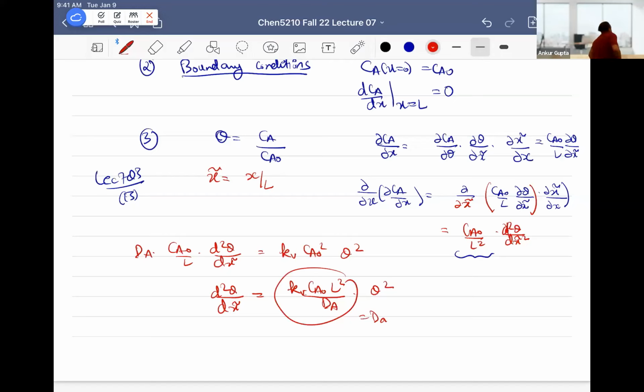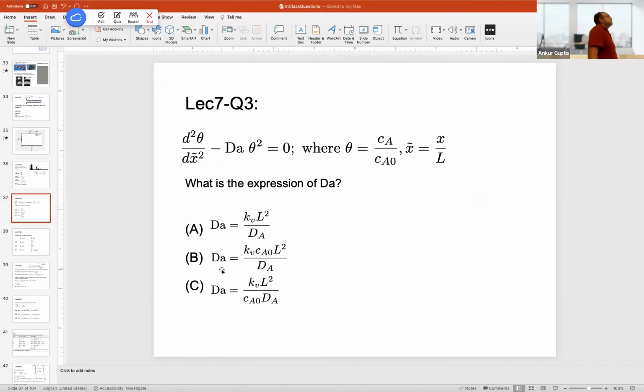Anybody want to suggest an alternative way to check the Damköhler number, to check its dimension? Like this, any idea? One way is to derive this, but can I just look at the units and get the answer? So how would I want to do that? I'll go to the derivation, but how can I look at this and just get to the answer?